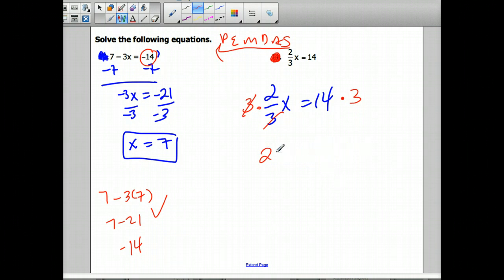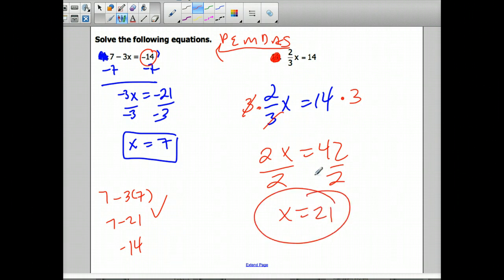All whole numbers and no fractions. Now I divide by 2. That gives me x equals 21. A couple more steps, but it maybe makes more sense for some people that way.